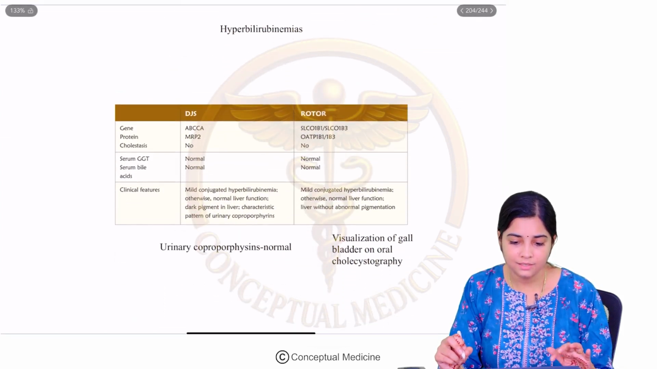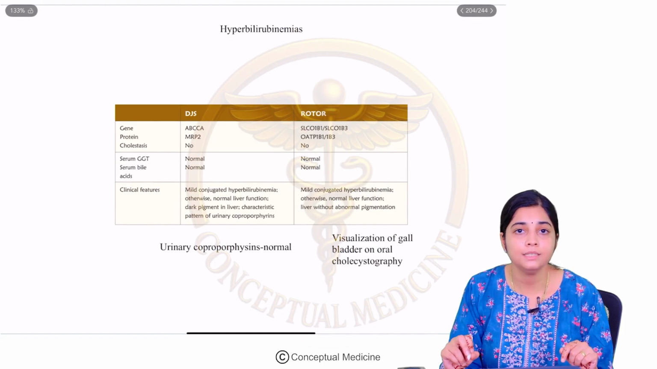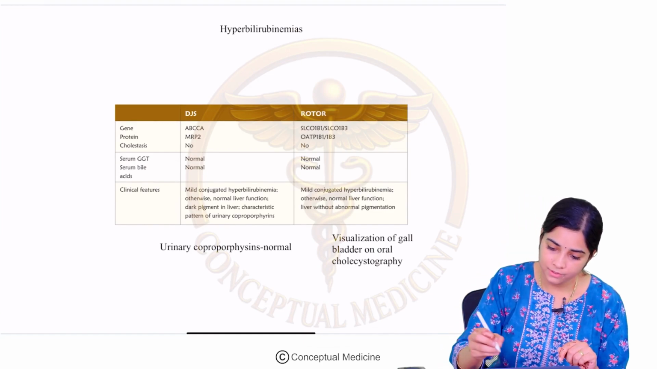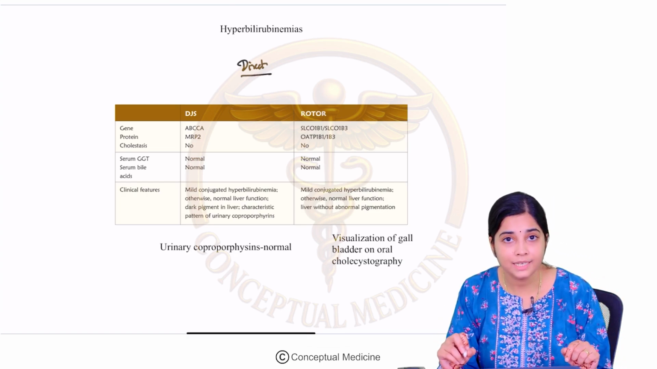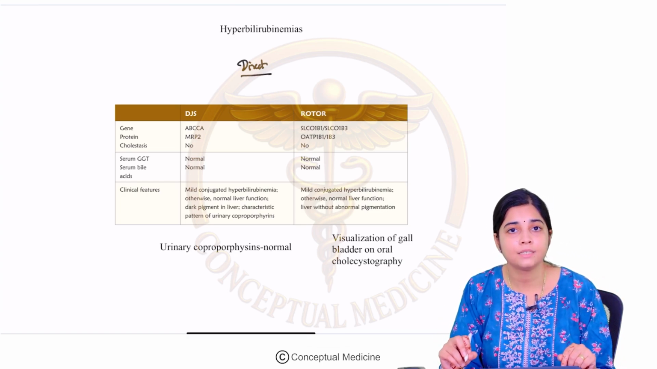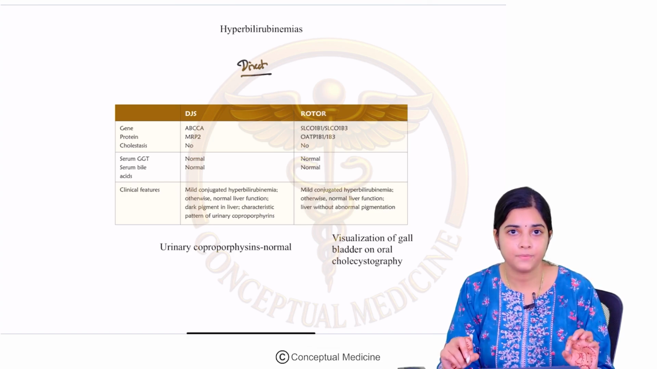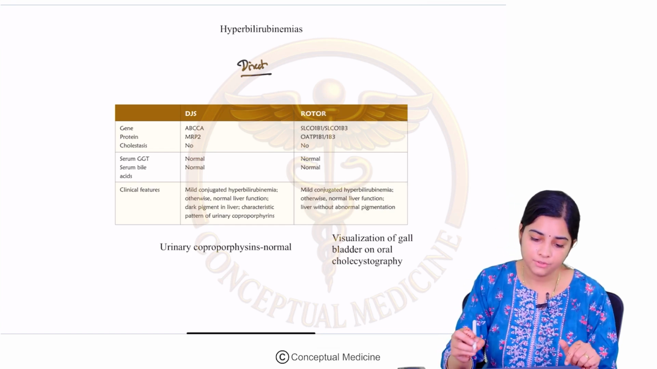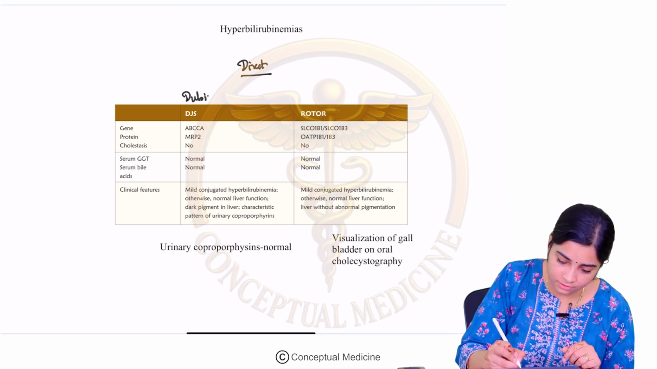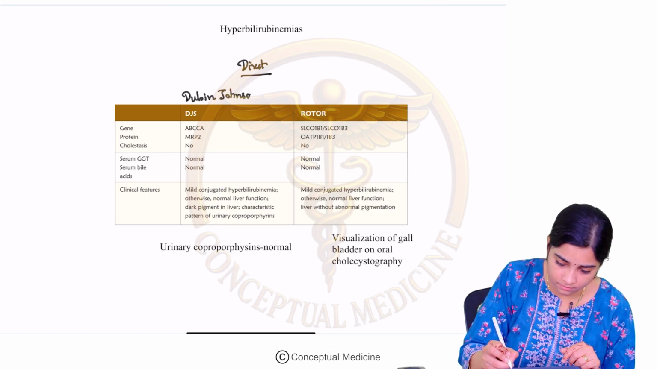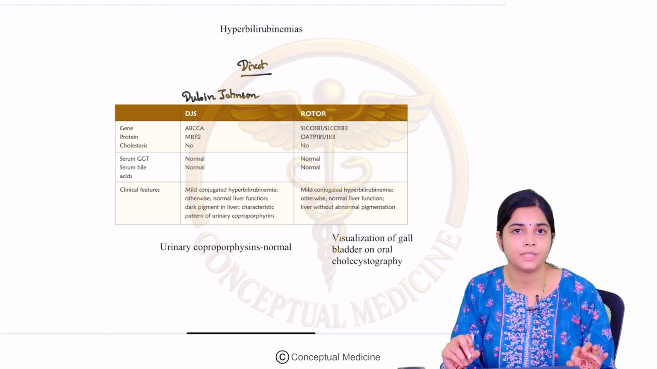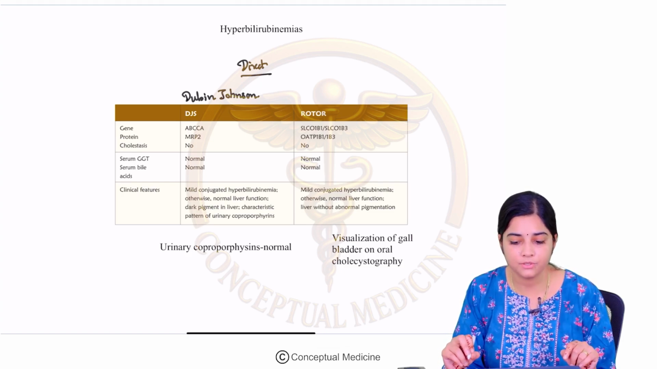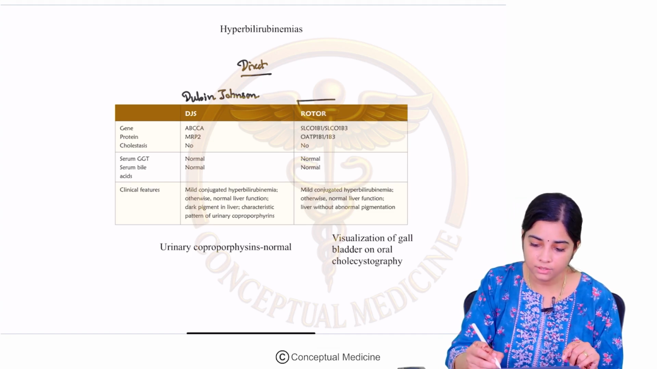Now let us understand some of the hyperbilirubinemias in detail. Okay. So the first is your direct hyperbilirubinemias, where there is a genetic defect basically in your transporters. Okay. So two syndromes which you should know: Dubin-Johnson syndrome, DJS, and Rotor's syndrome. These are the genetic causes of direct hyperbilirubinemia.